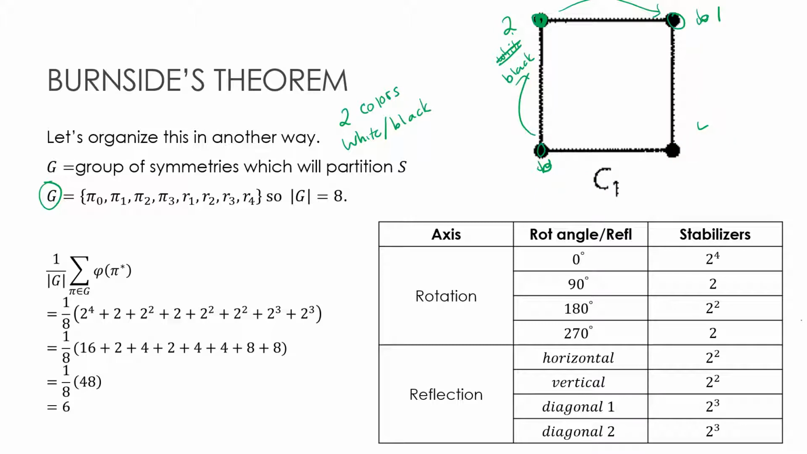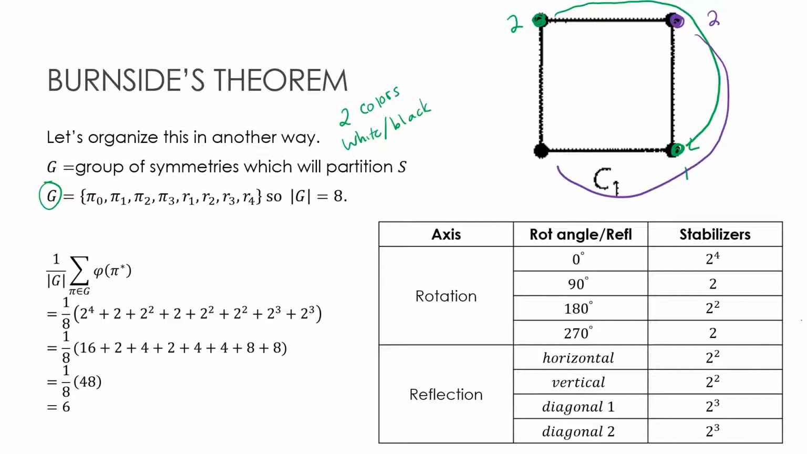For 180, sorry, there's going to be a lot of drawing and erasing, which is the beauty of digital ink right here. So for 180 degrees, I'm saying this guy is going to map over here, which means these two have to be the same. So I can have two colors here, but this guy has to be whatever I chose for the top left. And then this guy can be two colors, but this guy has to be whatever I chose for the top right. So that's where I came up with 2 squared.